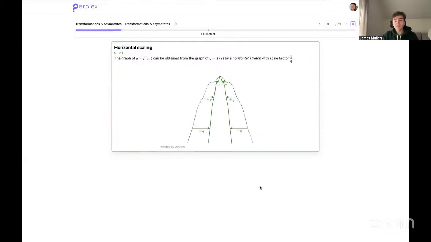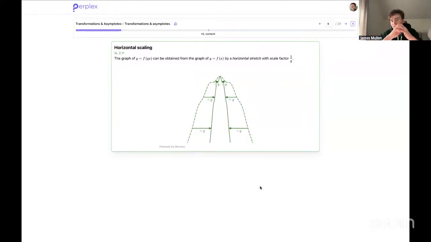Now, horizontal scaling, all right? So if I'm graphing y is equal to f of qx, then what I'm going to be doing is a horizontal stretch or a horizontal scale by factor 1 over q. Okay, so what does that look like? You can look at this image here, right? I'm graphing f of qx in green and then f of x as the dotted line. As q gets bigger, you see that the function is being more and more compressed.